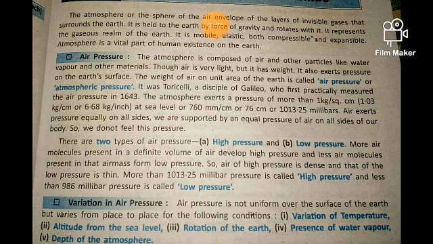Variation of air pressure. Air pressure is not uniform over the surface of the earth, but varies from place to place for the following conditions. Number 1, variation of temperature. Number 2, altitude from the sea level. Number 3, rotation of the earth. Number 4, presence of water vapor. Number 5, depth of atmosphere. So there are a total of 5 reasons because of which air pressure varies from place to place. So we are going to learn more about these points. So let's begin.